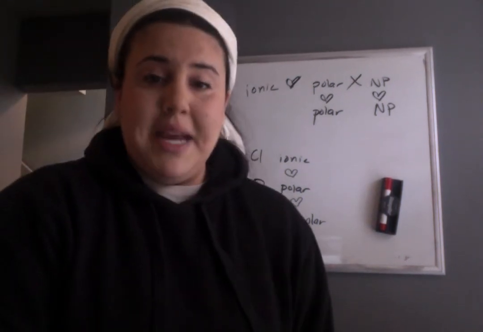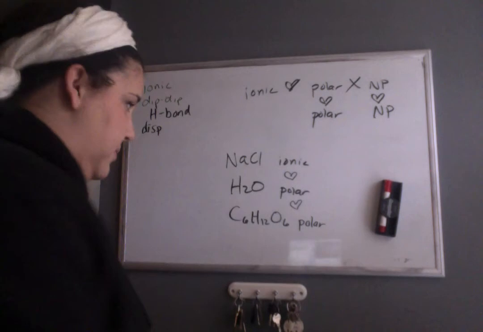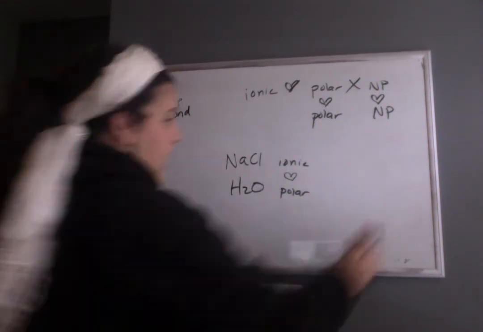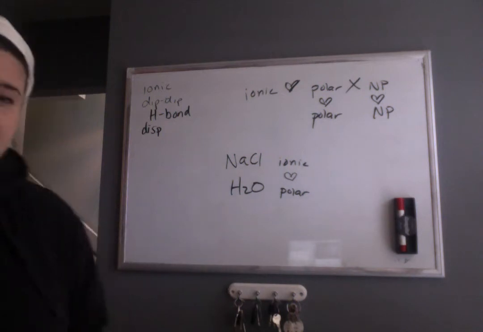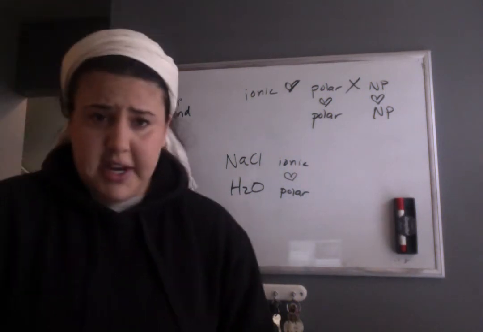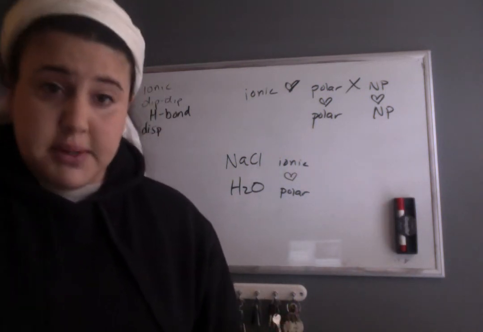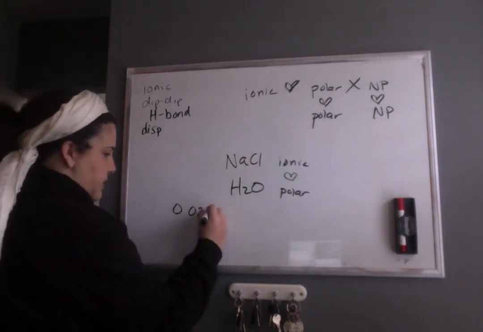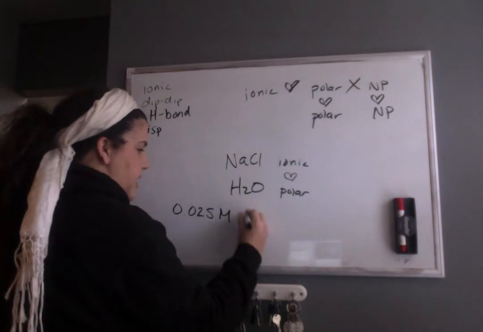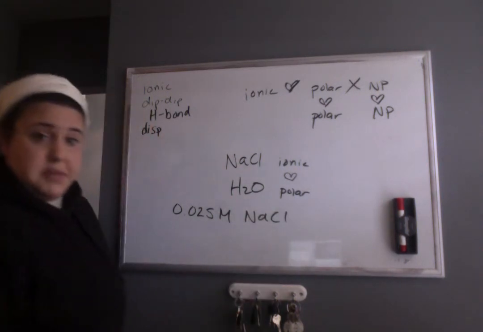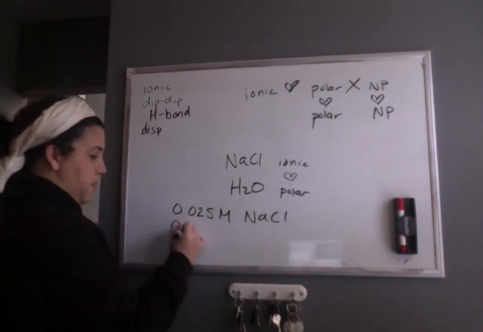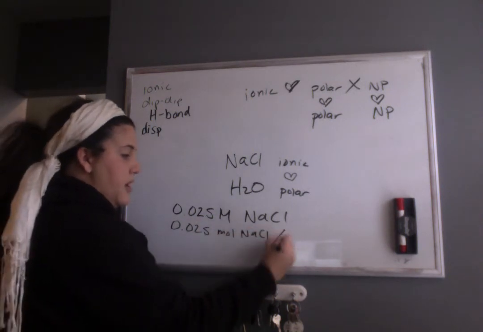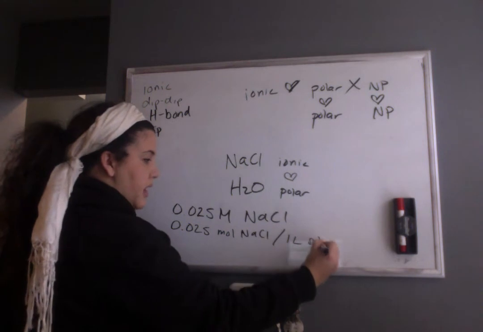So now, we can think about these ionic compounds. We're going to focus really on these ionic compounds and think, well, if I have some amount of sodium chloride, we should remember molarity, talking about some amount of solute per some amount of solution. Let's just say that I have 0.025 molarity sodium chloride in solution. I can think that I have 0.025 moles of sodium chloride per 1 liter of solution.